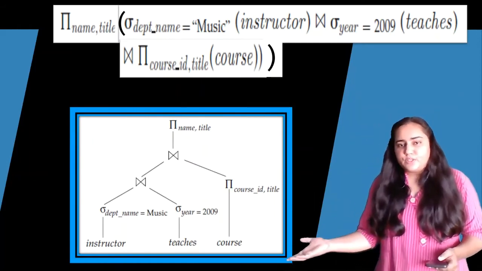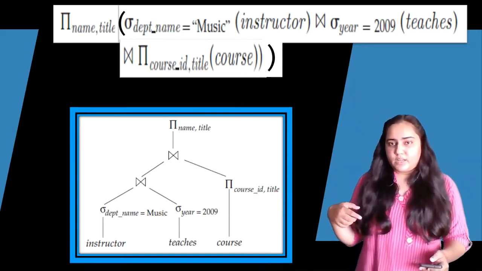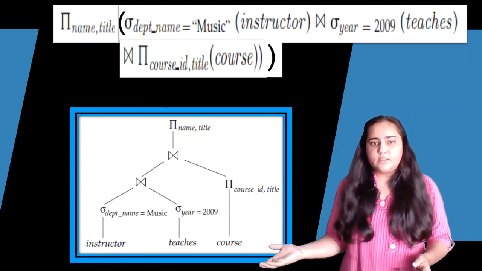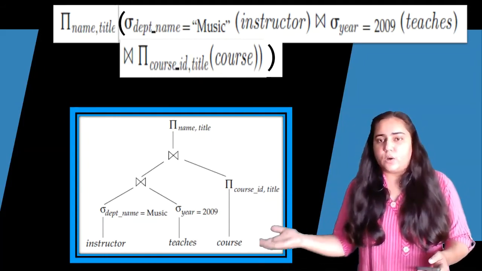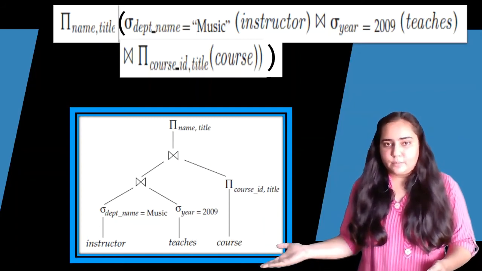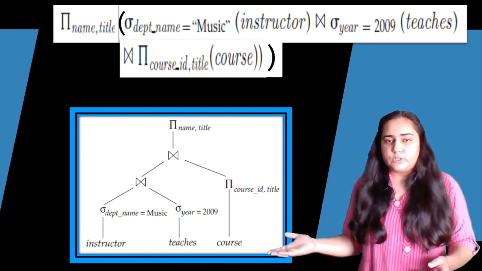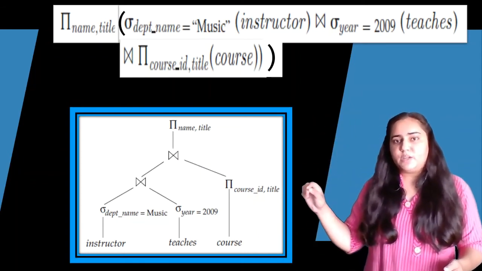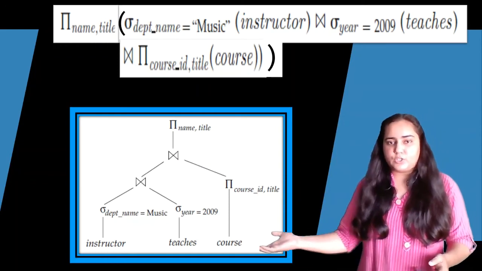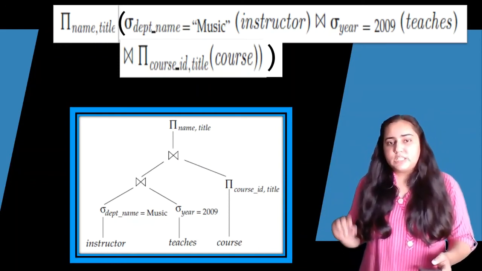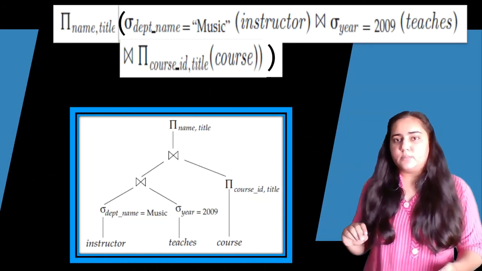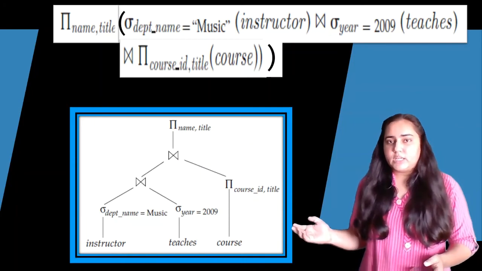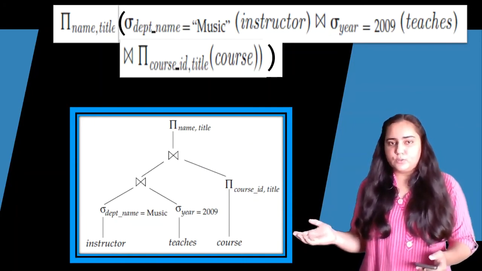First, you can see in the bottommost part, in the previous query, only course was there at the lowest level. But in this case, the course, teachers, and instructor, all three tables are present in the lowest level. And then I'm applying all the conditions to them. So to instructor, because I have individually applied dept name equal to music, I can apply that condition directly to instructor. To teachers, I have applied condition sigma year equal to 2009, which also I've individually applied. Then I can take a natural join between these two.